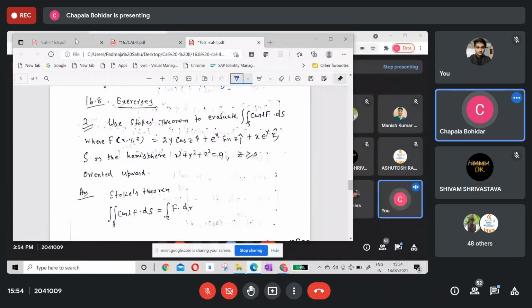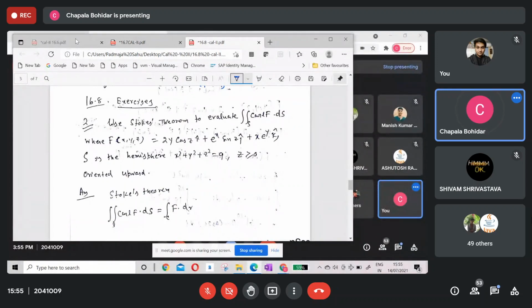Use Stokes theorem. Here it is directly given: use Stokes theorem to evaluate the double integral over the surface of curl of F dot dS, where F is a function of x, y, z, given as 2y cos z i cap plus e to the power x sin z j cap plus x e to the power y k cap, where S is the hemisphere. Our surface is the hemisphere x square plus y square plus z square is equal to 9, with z greater than 0, and oriented upwards, meaning positive.